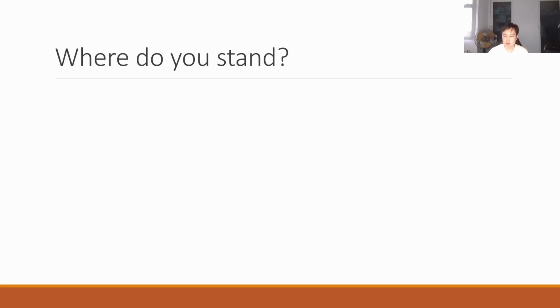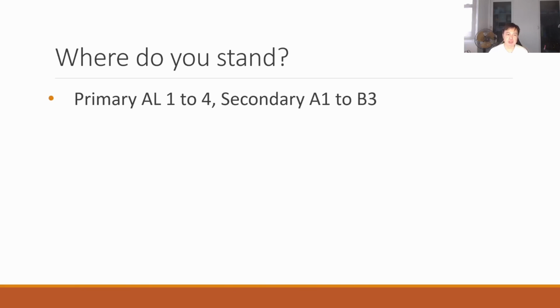So the first crop of students, for primary level, if you are getting between AL1 to AL4, and for the secondary level, if you're scoring between A1 to B3, these are the students in what I call the doing well zone. You're doing very well, and what you need to do is try to maintain. Having said that, it's not that easy to score good grades, especially the A grade, distinction grade, consistently. So for this group of students, do not grow complacent.